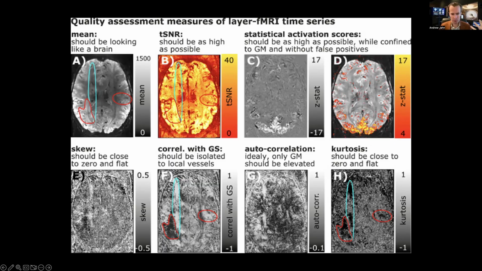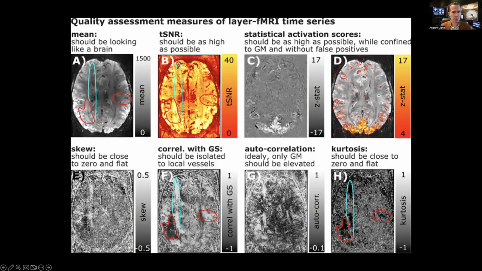autocorrelation from different voxels should usually only be elevated within gray matter. We do know that, for example, with the BOLD signal, there is some temporal autocorrelation. You can make a pretty good guess what the signal is going to look like at one time point if you know what the activity is from its neighbors. That's the definition of autocorrelation.